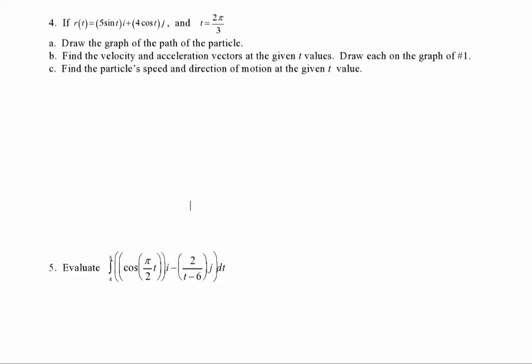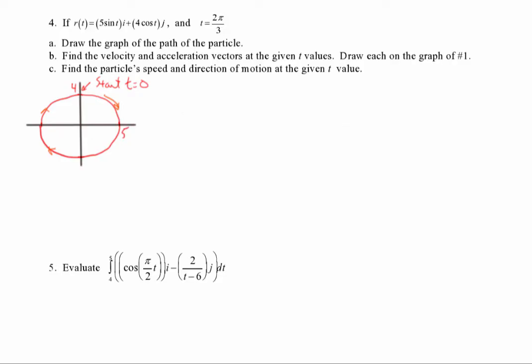Number 4, r of t equals 5 sine t i plus 4 cosine t j at t equals 2 pi over 3. Draw the graph of the particle. So go ahead and set up your xy axis and sketch this. We can see that the max and the min for the horizontal direction will be 5, negative 5, and in the vertical direction will be 4 and negative 4. So this graph is an ellipse starting at 0, 4 if t is 0.